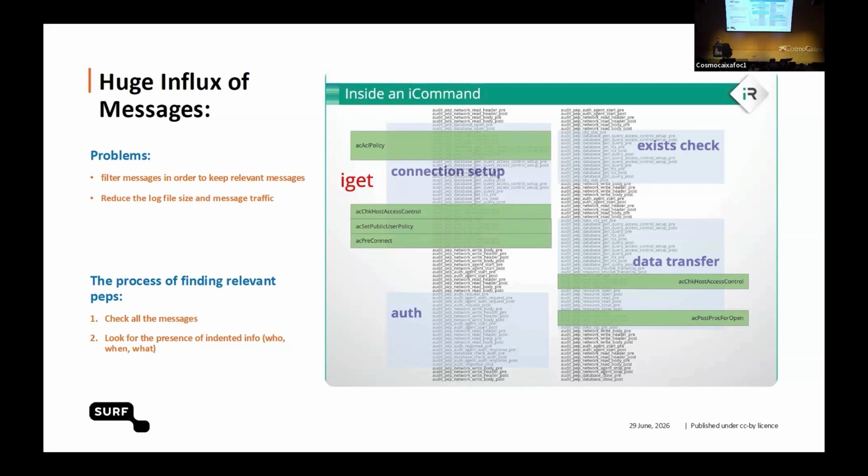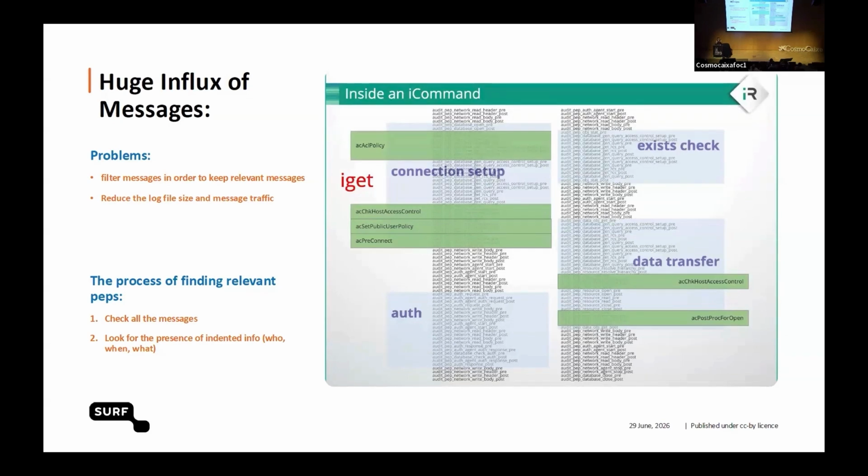And they are basically categorized into, for example, connection setup, authorization, existence check. So all of these are going to cause a lot of messages that are going to be sent via my pipeline. This causes a problem that we need to filter a lot in order to capture the information that we are interested in. And it also causes a lot of traffic, big log files that I need to handle.